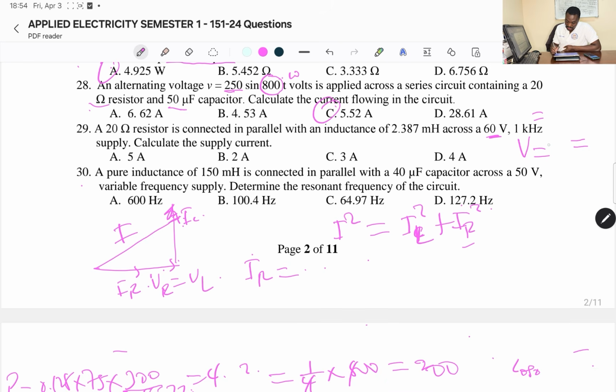So we have VL here. It's the same as the voltage across the resistor, right? So if the voltage is the same, that means if I want to find the current passing through the resistor, it will just be the voltage across the resistor over its resistance. Here the voltage supply is the same as the voltage across the resistor. So we have 60 over the resistance. What is the resistance? The resistance here is 20. So you see this will cancel. We have 3 amps, right?